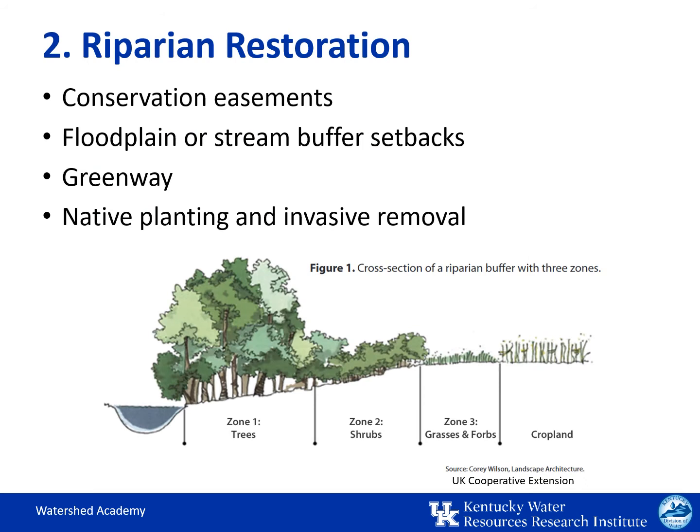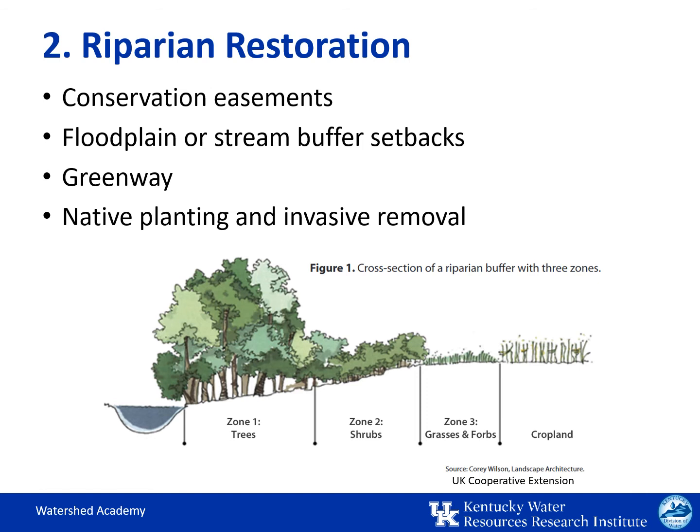As we move from the floodplain more towards the stream channel, we come to the riparian zone. And you can't have a presentation on stream restoration without mentioning riparian restoration. It's very important. This is the area where volunteers can make a difference and where your engineering plans are not required. Riparian restoration can be done through conservation easement. It can be done through buffer setbacks. It can be done through greenways. It can be done just through native planting and invasive removal there.